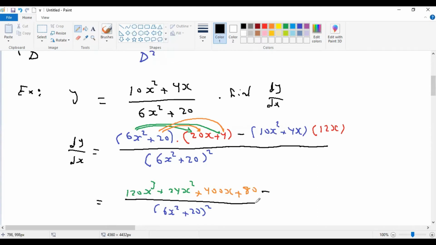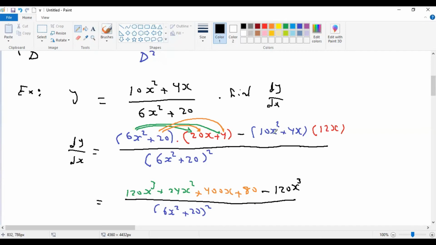Now minus. Here also I have multiplication. 12x times 10x squared will be 120x cubed. We have x times x squared, which is x cubed. So I have to write x cubed here.